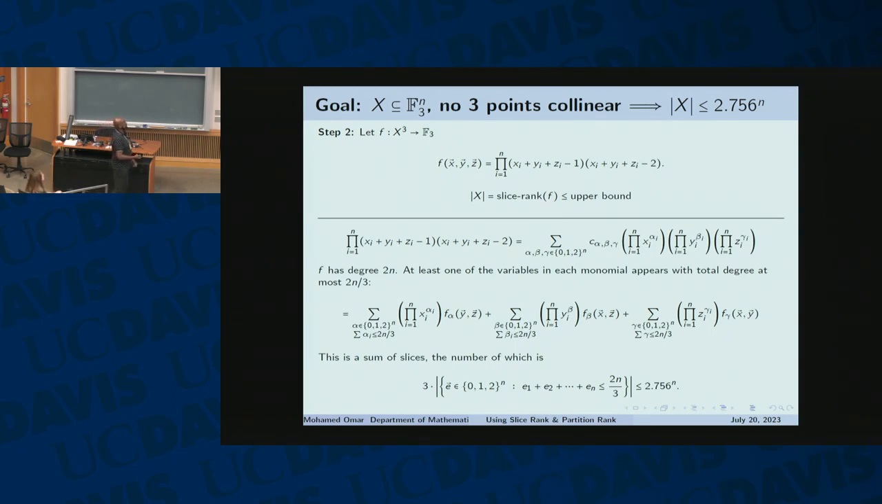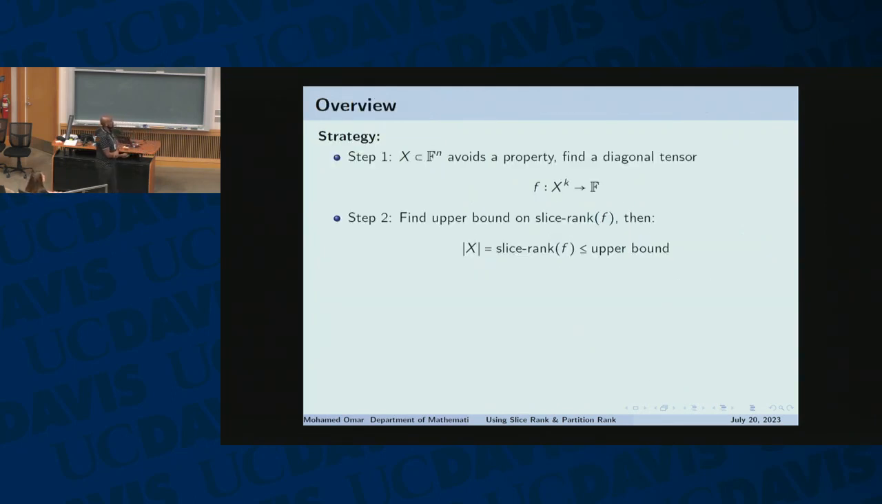Okay, and then there's a question of how this type of process proliferates to other examples. So like I said, the overall strategy we used, in a general context, would be: if you're avoiding a particular property, create your diagonal function, and then upper bound its slice rank when you can do that.